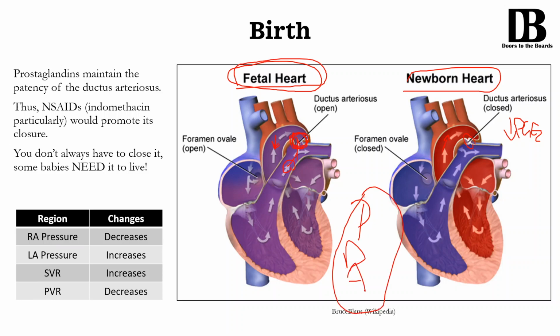So when this pathology occurs, you can use NSAIDs to decrease the amount of prostaglandins. Recall that they work on COX-2, and this would eventually decrease prostaglandins, and this would promote the closure of the PDA. However, it's very important for you to realize that some babies are actually going to require this to stay open. So don't always be quick to try and close it, because sometimes their survival depends on it.